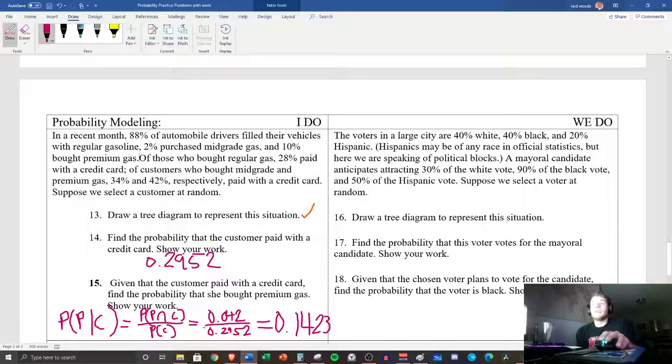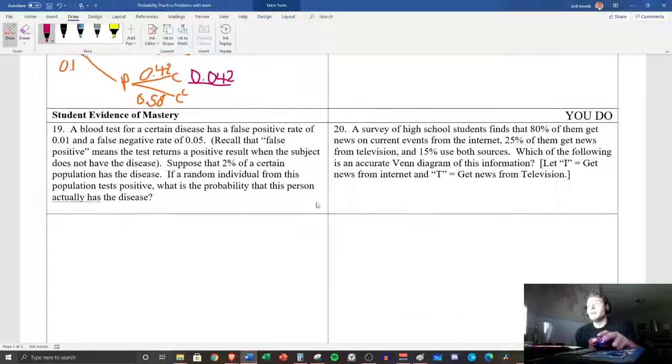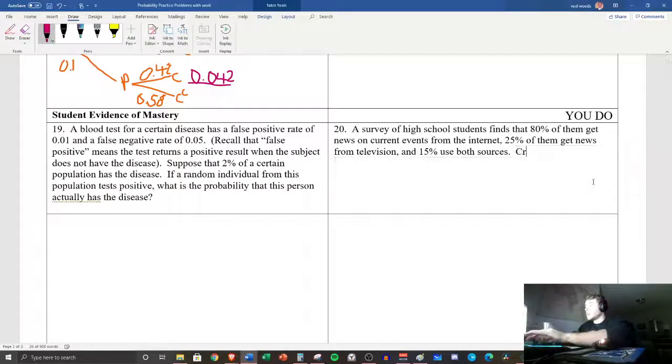And the next question, it's the same thing. You're setting up a tree diagram. Really, all of these, you want to do that. I do need to change this one here. So this one is create. That's all you need to do on that one. But 19 is one of the ones with the diseases, the false positives, false negatives. So that's an important one to practice.